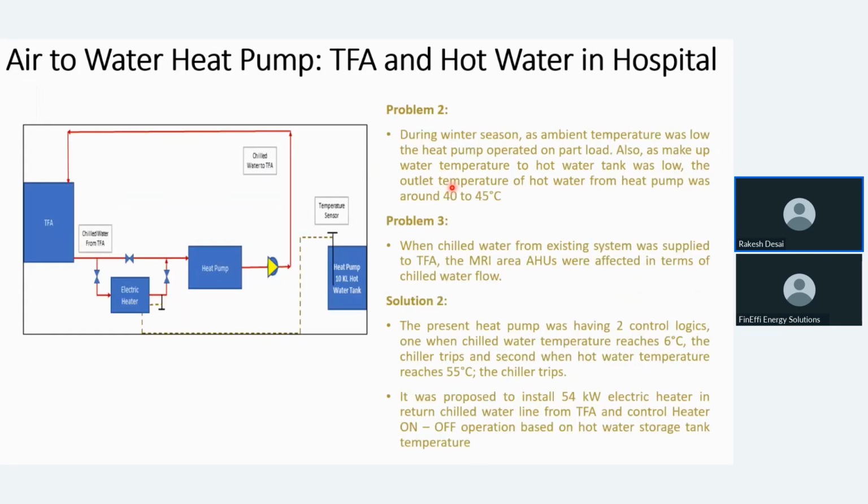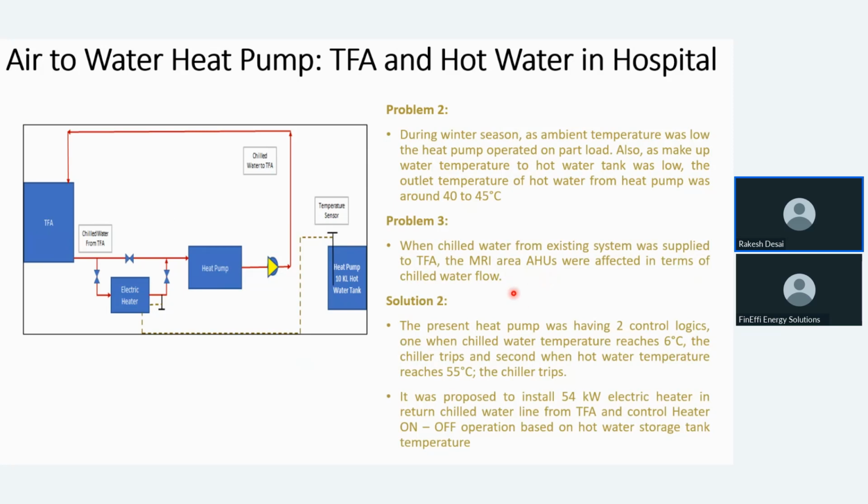Problem two was that during winter season, as ambient temperature drops, part load operation was creating a problem and hot water was not available at 55 degrees centigrade, or it was only available at 40 to 45 degrees centigrade. And MRI-type chilled water flow was also affected.